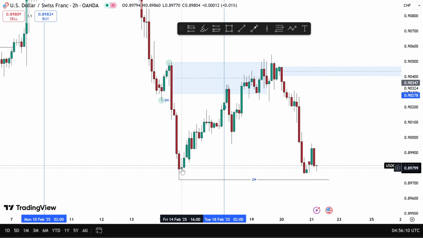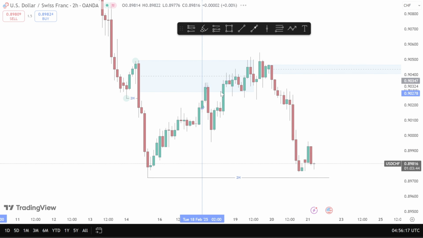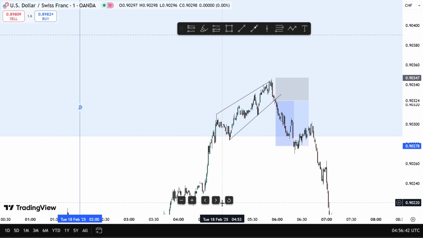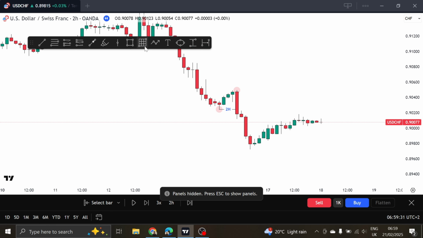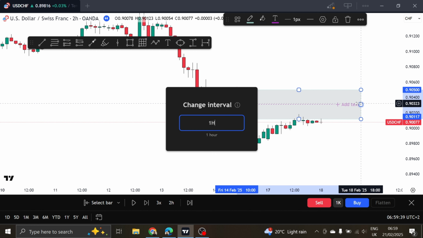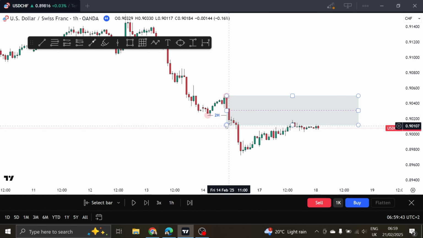Up next was USD CHF. So as you can see right here, that was the trade that I took, and then on my lower time frame, this is how it played out. As usual, I'll do a market replay for you guys to really understand my thought process. That was my supply zone that I marked, but since it was a huge supply zone, I usually go to my 1 hour time frame to refine my supply zone.